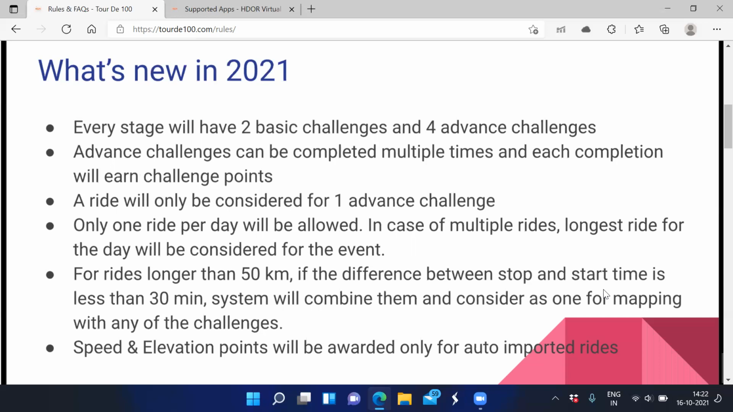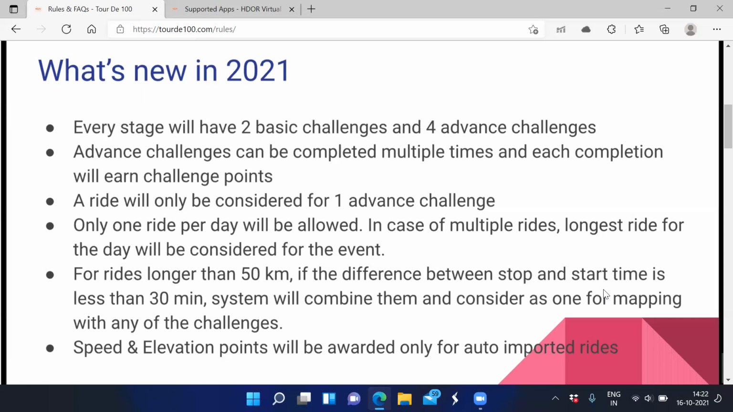Each completion will earn challenge points. So for example, if there's a challenge of 30 kilometers and 5 days, and if you ride 30 kilometers daily and ride continuously for 10 days, you'll get double points. For example, you are getting 100 points if you ride 30 kilometers for 5 days, and if you ride 30 kilometers for 10 days, you'll get 200 points.